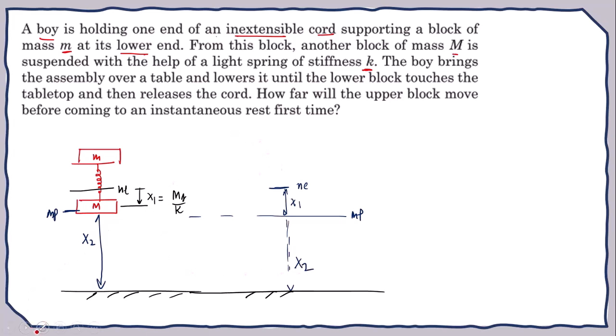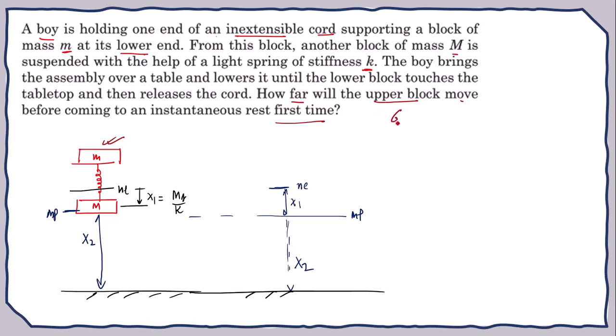So you are asked to calculate how far the upper block will move. Upper block means small m will move before coming to an instantaneous rest for the first time. That means once you are dropping the small m toward the table, you are willing to touch the capital M with the table. That means now the spring is being compressed.